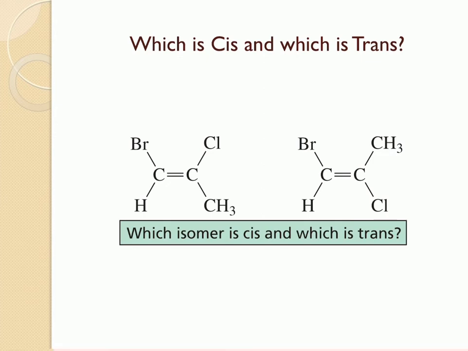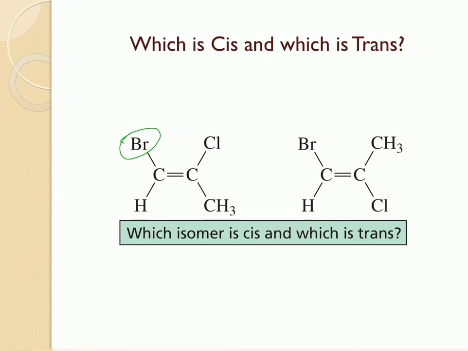Now let's identify which one of these compounds is cis and which one is trans. For this, we are going to identify the carbons which have the double bond. So these are the carbons that have the double bond. On this carbon, we are going to find out which one of these groups is going to have higher priority. Now the higher priority groups are the ones which have higher atomic number. So between hydrogen and bromine, which one has got higher atomic number? Obviously, it is going to be Br.